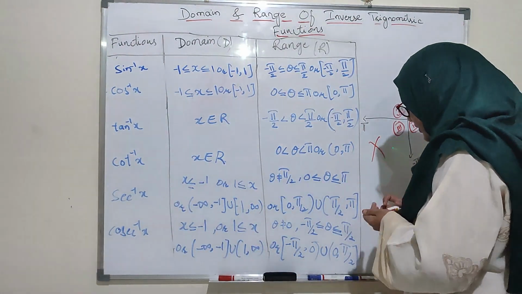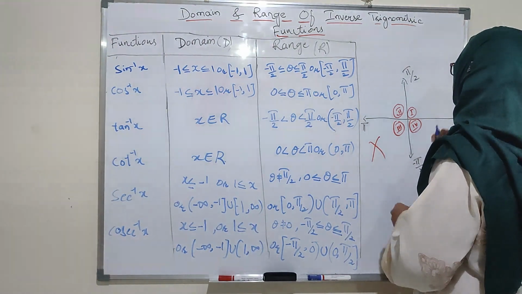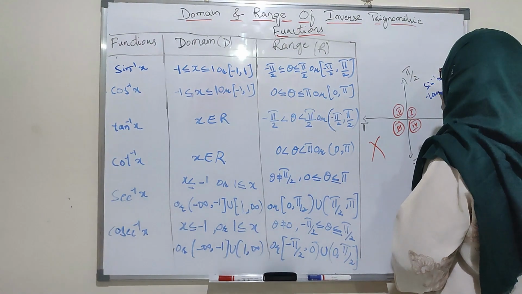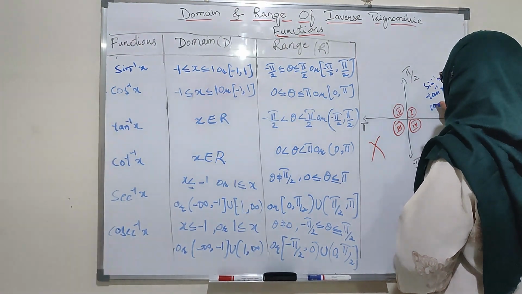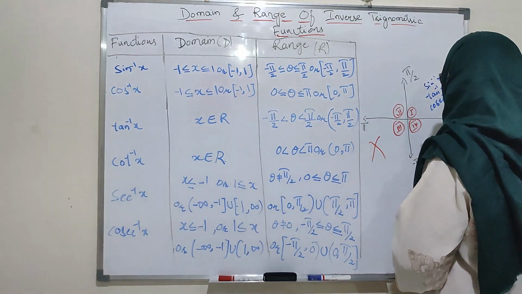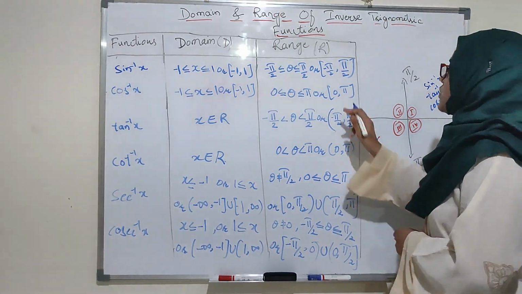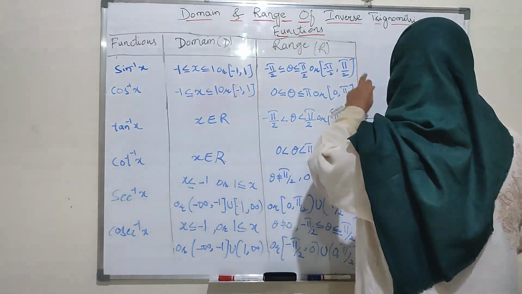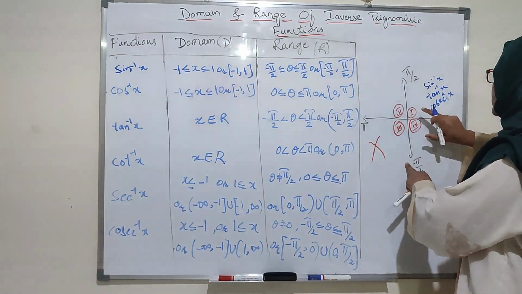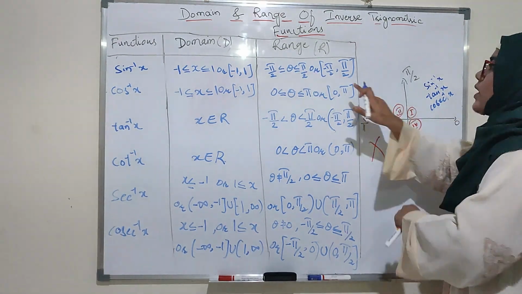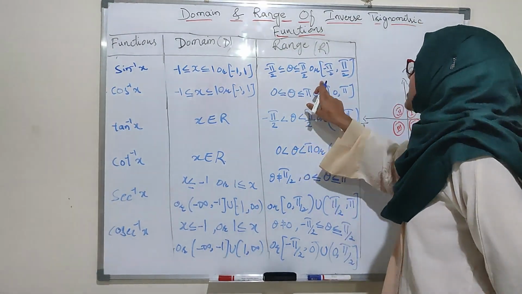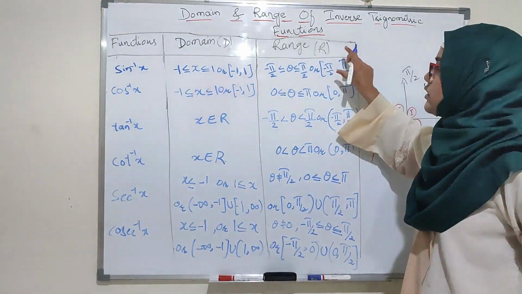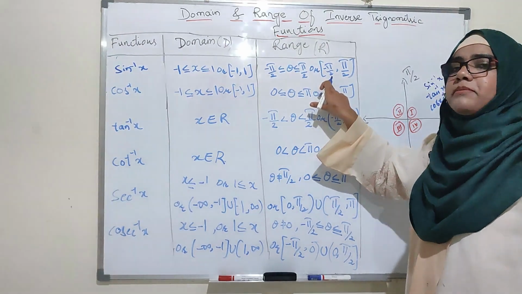Here we are making two groups. In the first group, we are taking sine inverse of x, tan inverse of x, and cosec inverse of x. For sine inverse, we take minus pi by 2 to plus pi by 2, which means sine lies in the first and fourth quadrants. Why do we have a closed interval? Because sine is defined for plus 90, plus pi by 2, and minus 90, minus pi by 2.